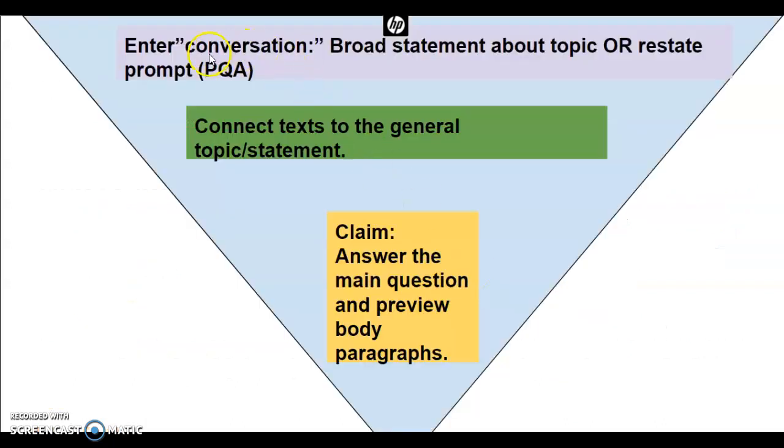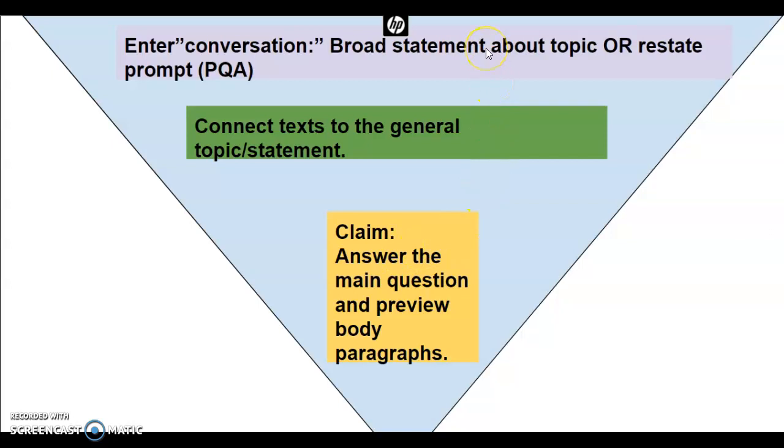All right. We're going to practice with this in a couple minutes. But really, just think of it this way. You're moving like an upside down triangle from the big broad statement. So you want to have a broad statement about the big topic. What is the big topic? What's the prompt really asking? Restate the prompt. Connect the text to the big topic. Two texts that do this. Three texts that do this are. And then your claim. What is your claim?